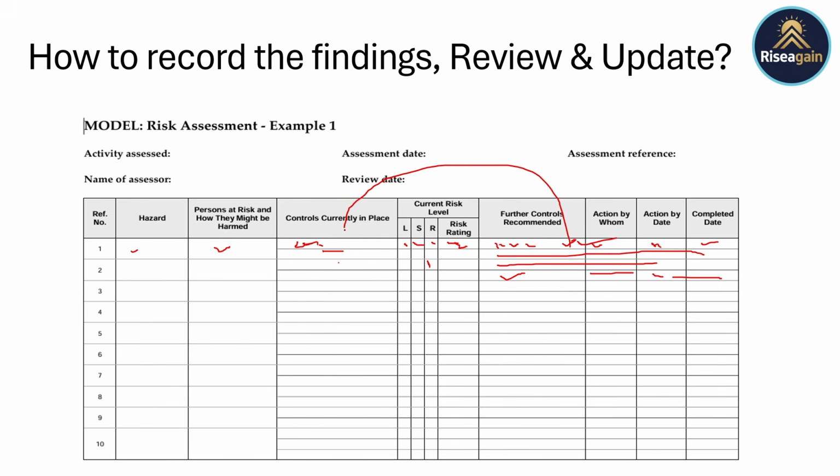Review and update the risk assessments. Again, if something is missing, you have to give other control measures. If that control measure has been applied, bring it back here and put it as a current control measure. So this was our training for today about risk assessments.